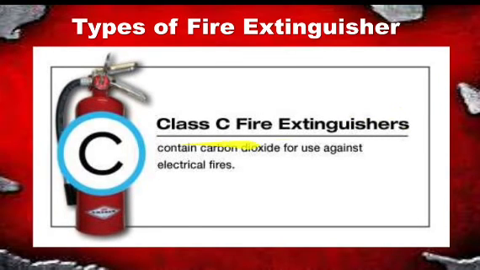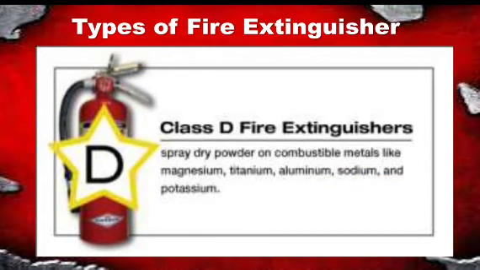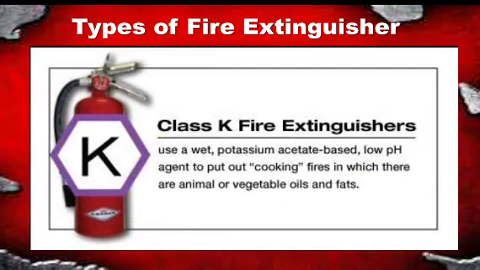Next is Class C fire extinguishers. They contain carbon dioxide for use against electrical fires. Because you need to know your class of fires so that you can have the right type of extinguisher. So for Class D fires, spray dry powder on combustible metals like magnesium, titanium, aluminum, sodium, and potassium. Class K fire uses a wet potassium acetate based, low pH agent to put out cooking fires involving animal or vegetable oils and fats.